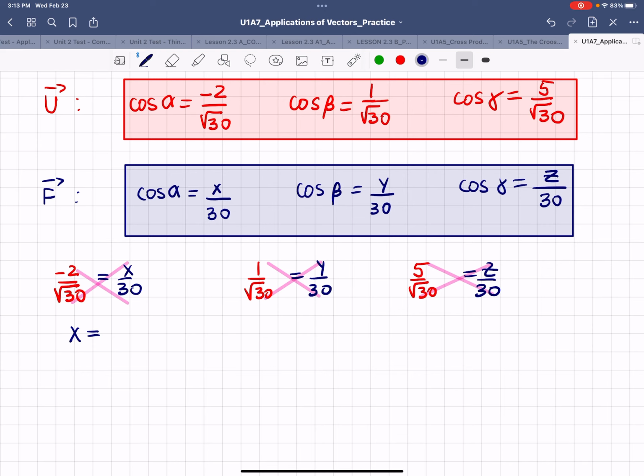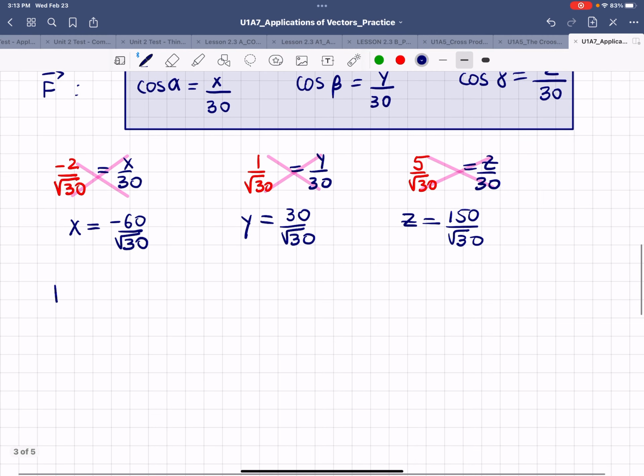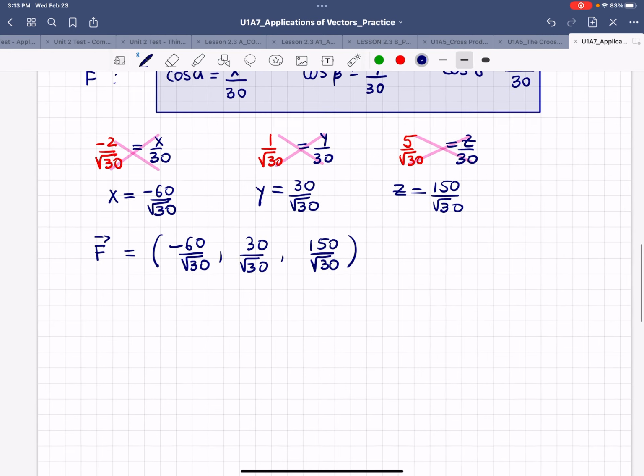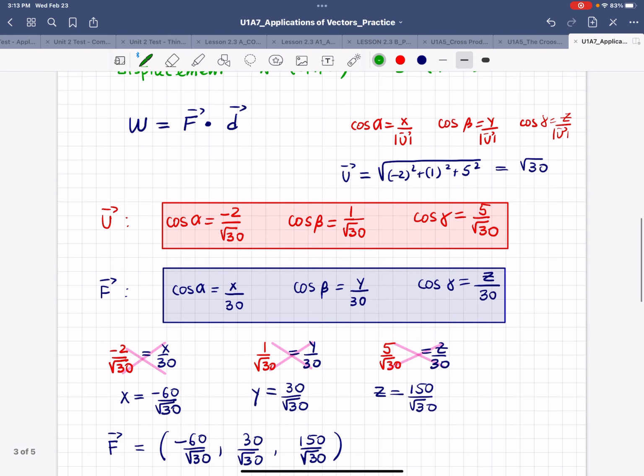And here we go. We have x equals -60 divided by root 30. y will be 30 times 1, 30 divided by root 30. And z will be 30 times 5, 150 divided by square root of 30. So the coordinates of vector F are -60 over root 30, 30 over square root 30, and 150 over root 30. You can simplify as well or reduce to lowest terms possible. I'm going to move on to finding the displacement, and I will simplify the answer at the end.